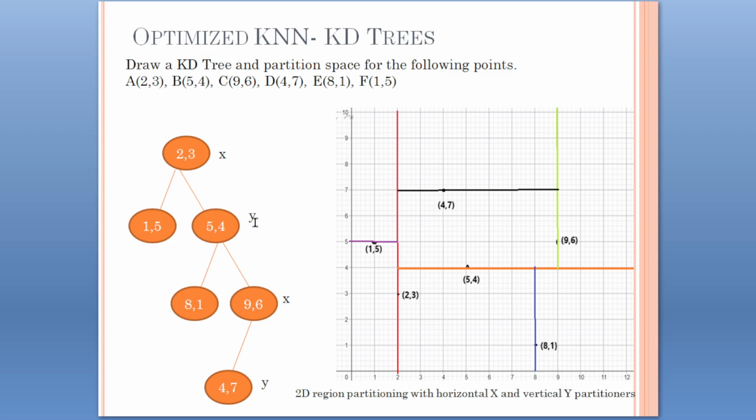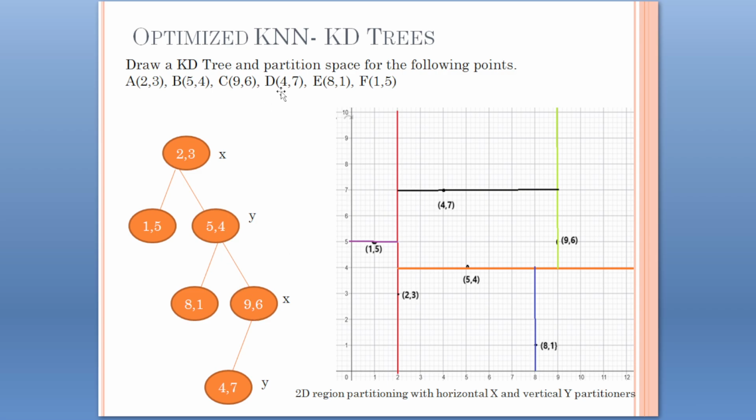So let us see how this tree is built. The first node is 2, 3. So this 2, 3 is built. The next node is 5, 4. Since 5 is greater than 2, here we will be comparing x. So 5, 4 is on the right hand side. Next node is C, 9, 6. Once again 9 is greater than 2. So it will be in the right branch of the tree. Then here it is 5, 4. At this point we will be comparing y. Now because 6 is higher than 4, this 9, 6 will be on the right side of the 5, 4.